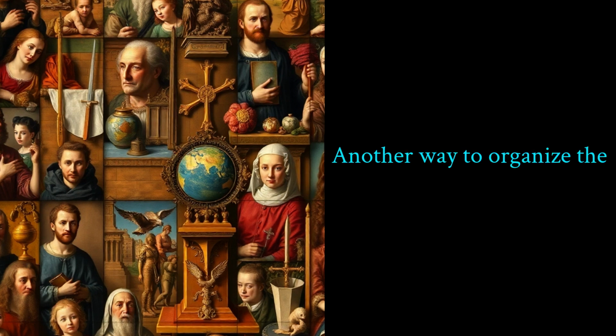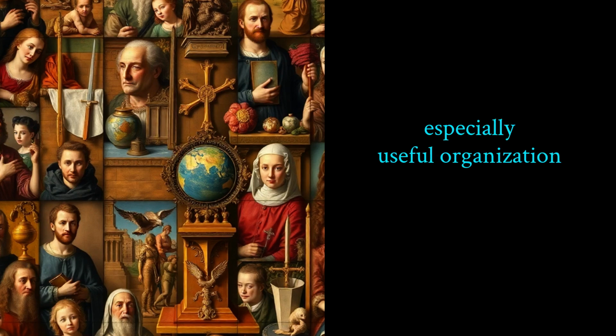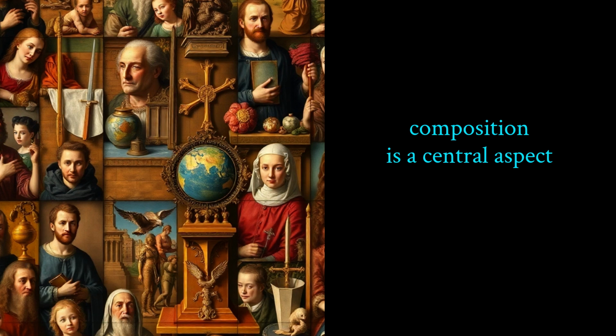Spatial. Another way to organize the points of a speech is through a spatial speech, which arranges main points according to their physical and geographic relationships. The spatial style is an especially useful organization style when the main point's importance is derived from its location or directional focus. In other words, when the scene or the composition is a central aspect of the main points, the spatial style is an appropriate way to deliver key ideas.